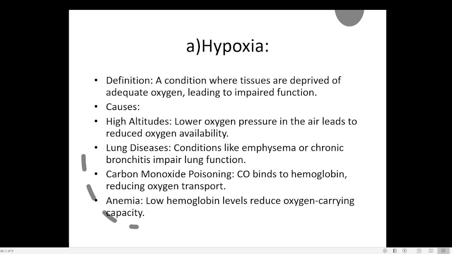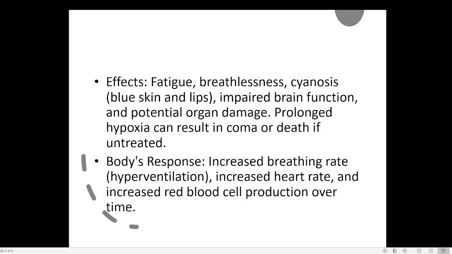So coming to hypoxia, it is simply a low oxygen availability to cells and tissue, and there are four principal reasons for that: living in high altitude, lung disease, carbon monoxide poisoning, and fourth, anemia. Then how is hypoxia affecting?